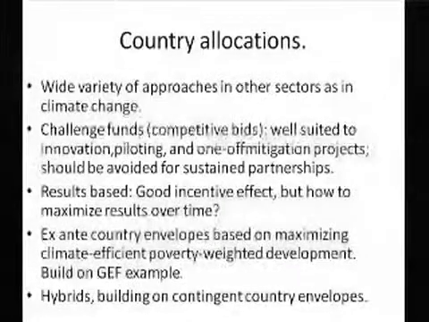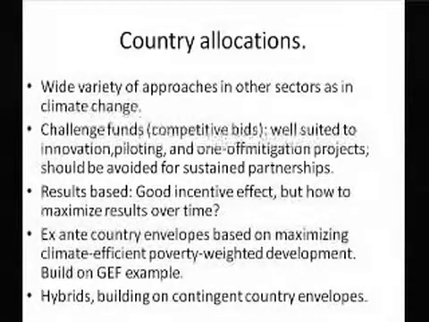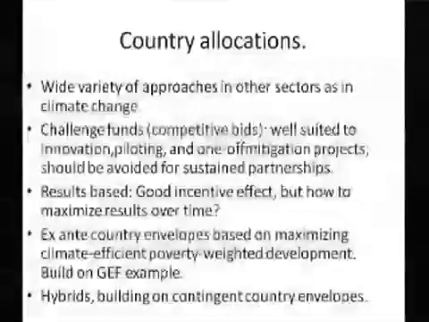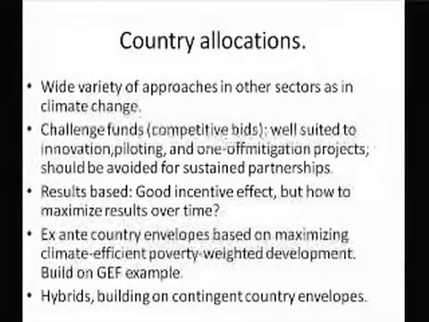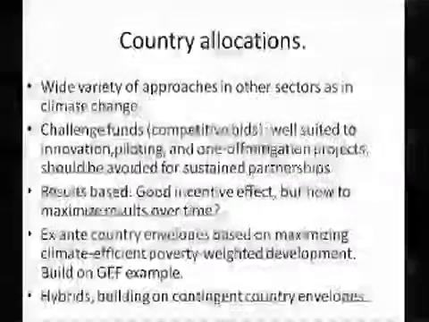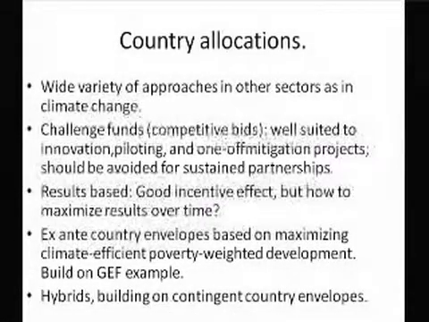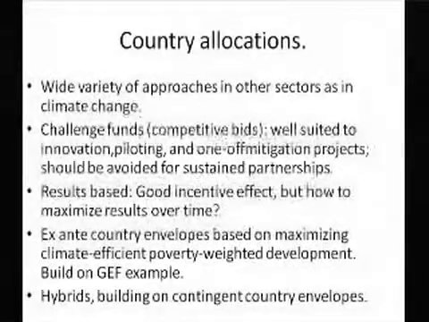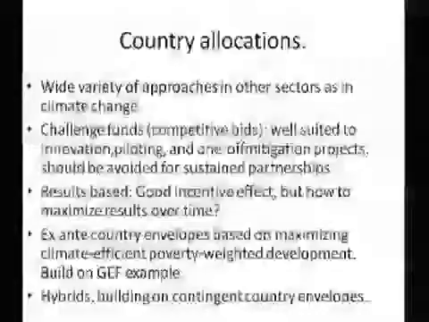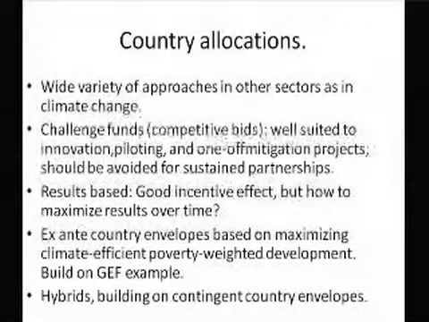Now, it seems to me that an attractive option is hybrids, building on contingent country envelopes. You give an idea about how much we have, but it can vary. It can vary according to the quality of strategies and programs, vary according to results, make part of it results-based, and funds that are not used then go back into the general pot. And there's obviously a stronger case for country envelopes and hybrids in funding adaptation than mitigation, but it's also applicable to some extent to mitigation as well, recalling that what countries do is more important than what donors do.